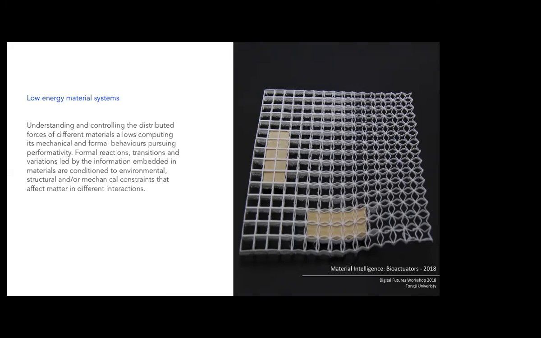Formal reactions, transitions, and variations led by the information embedded in materials are conditioned to environmental, structural, and mechanical constraints that affect matter in different interactions, giving it a gradient continuity, promoting heterogeneity and fluidity instead of rigid and static development. A material entity embeds its material characteristics, geometric behavior, and manufacturing processes by integrating a wide understanding of form, structure, and behavior.